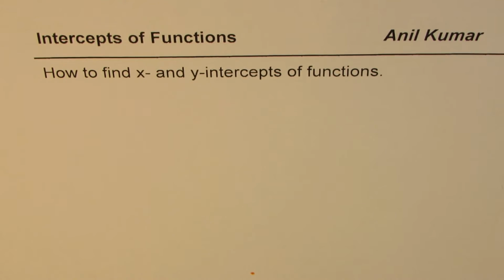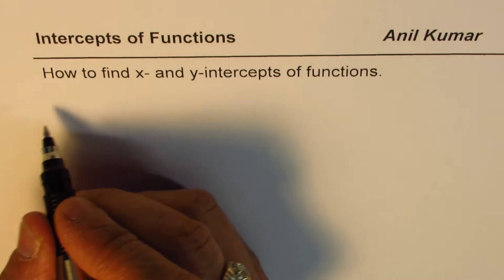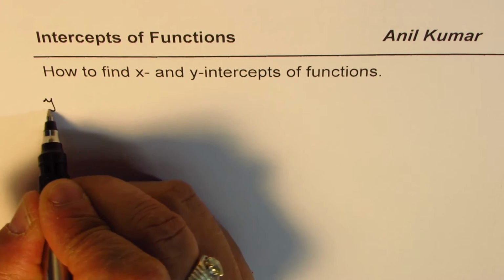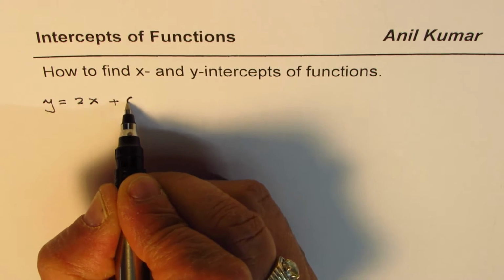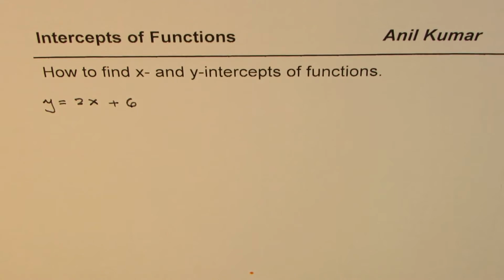I'm Anil Kumar, and in this video we'll discuss how to find x and y intercepts for given functions. So I'll take up three examples here. Let me start with a straight line. Let's say y equals 2x plus 6. Let this be one of those functions for us.